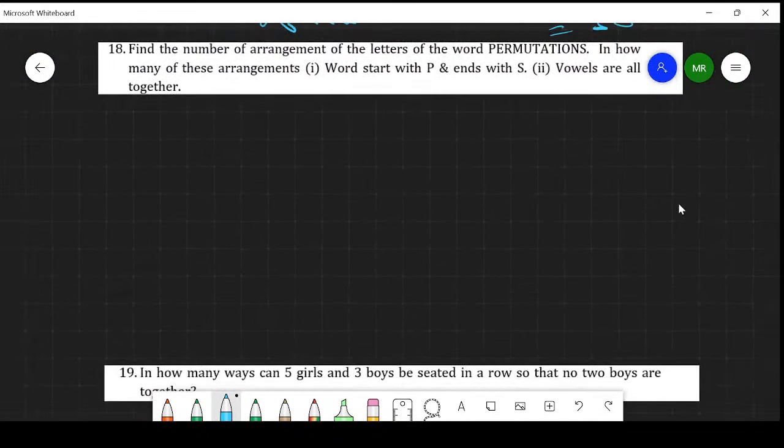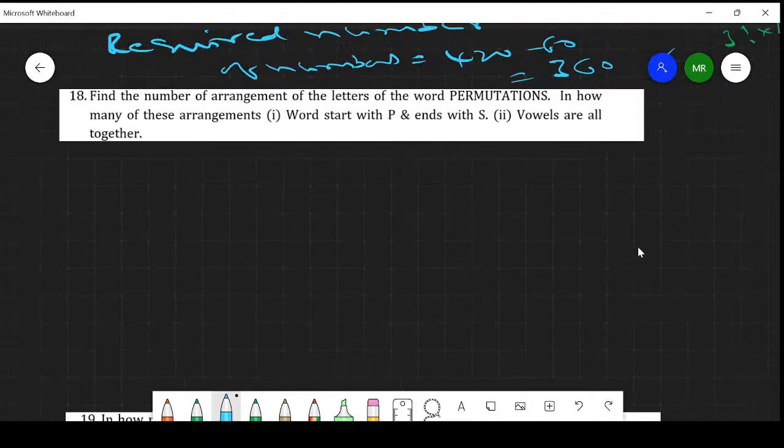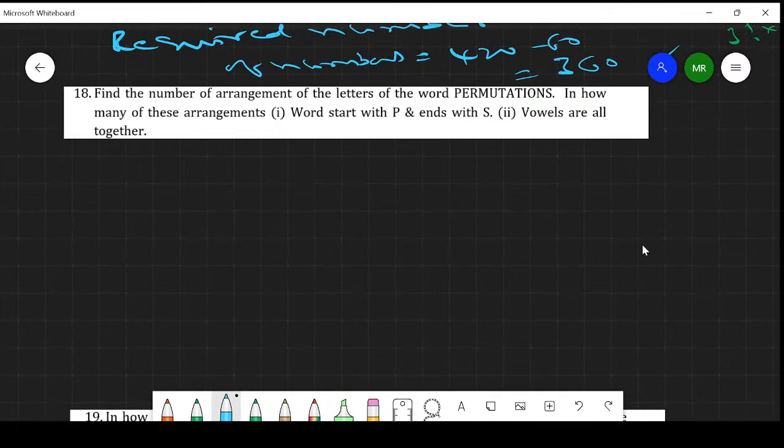I am coming now to the 18th one. Find the number of arrangements of the letters of the word permutations. In how many ways of these arrangements do words start with P and end with S? Vowels are all together. They are asking vowels are all together. So this is one of the problems using the word permutations. They are talking about the arrangements of that.